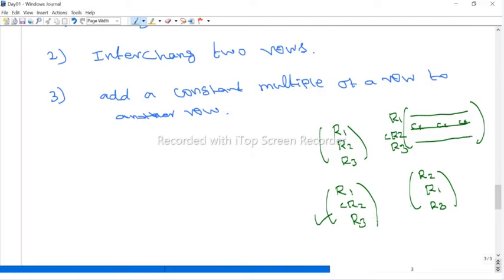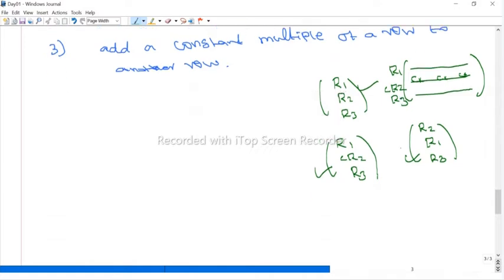Now I am using the second kind. That is, I am interchanging rows of the original matrix R1 to R3. I am interchanging the second row and the first row, and then we get this one. Or you can interchange the second row and the third row, and you will get a matrix. So that is where we apply the second kind: interchange two rows. Any two rows we can interchange. We are allowed.